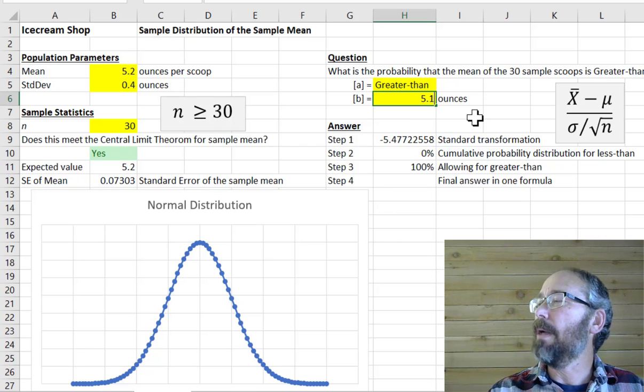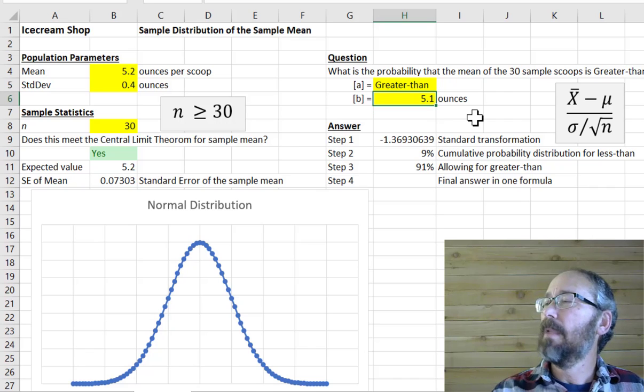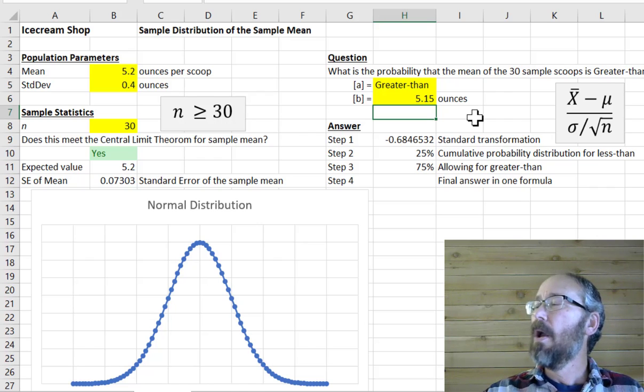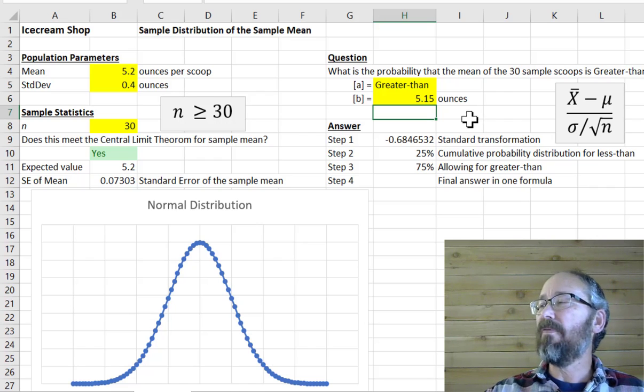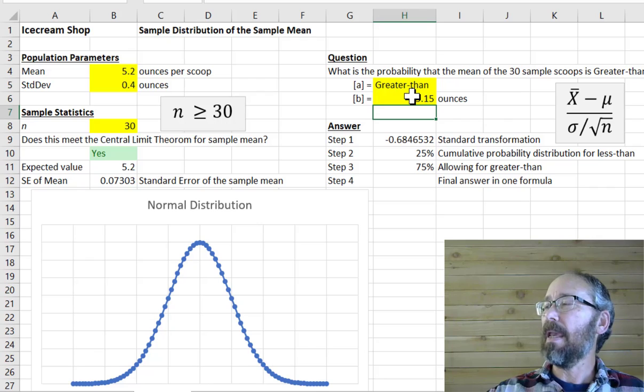Let's say 5.1. Let's say 5.15. Okay, here we go. So at 5.15 ounces for our mean for the sample, what we're saying is that there's a 75% chance that it's greater than that.